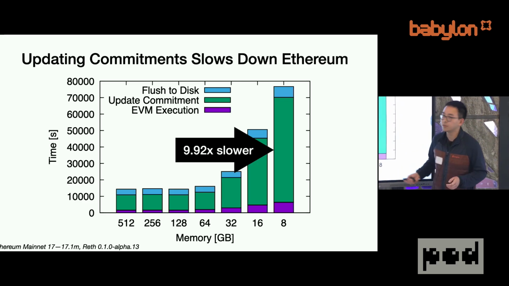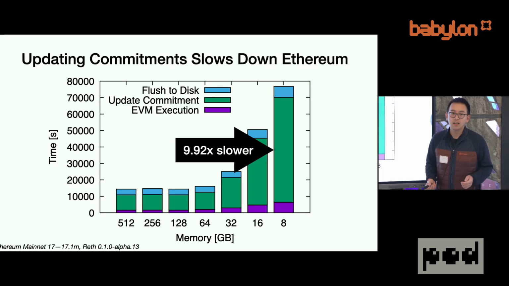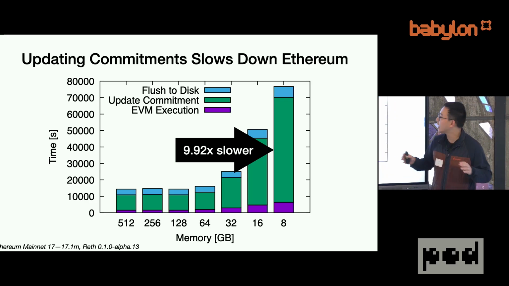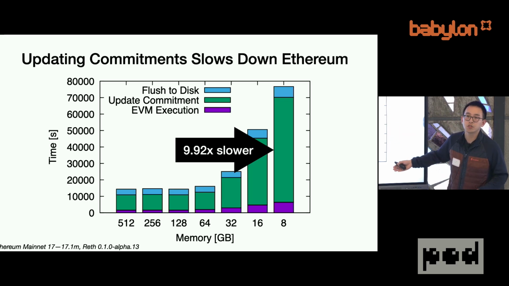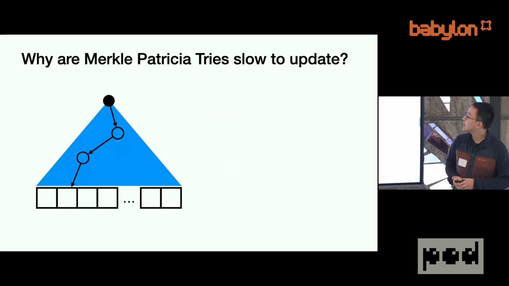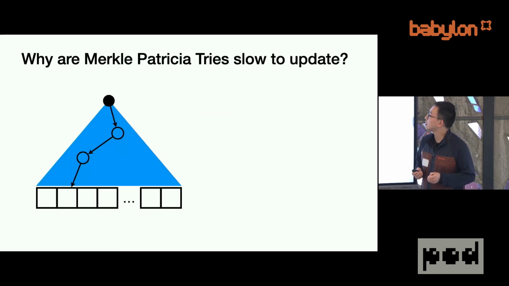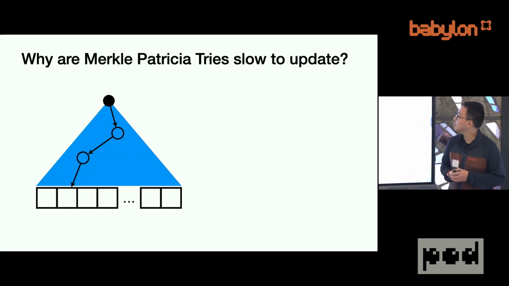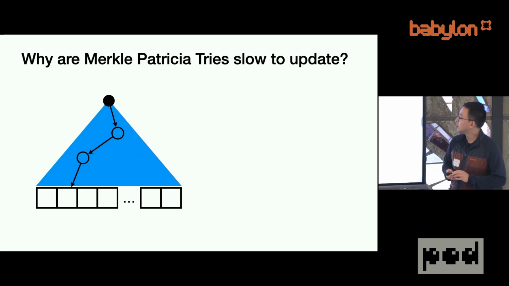So it's pretty funny, right? You spend, say, 1 second executing transactions, computing everyone's balance, and you spend 10 seconds updating the Merkle tree. And it's killing the performance of the execution client. And that's kind of the motivation of this talk. And we know that Merkle Patricia Tries are the data structures that Ethereum uses as AKVS.